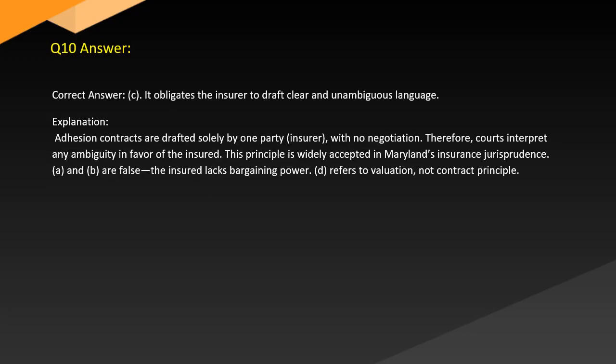Answer. Correct answer: C. It obligates the insurer to draft clear and unambiguous language. Explanation. Adhesion contracts are drafted solely by one party, the insurer, with no negotiation. Therefore, courts interpret any ambiguity in favor of the insured. This principle is widely accepted in Maryland's insurance jurisprudence. A and B are false. The insured lacks bargaining power. D refers to valuation, not contract principle.